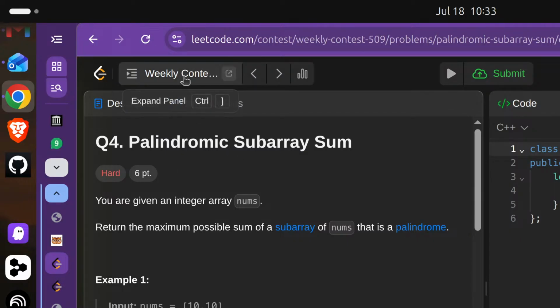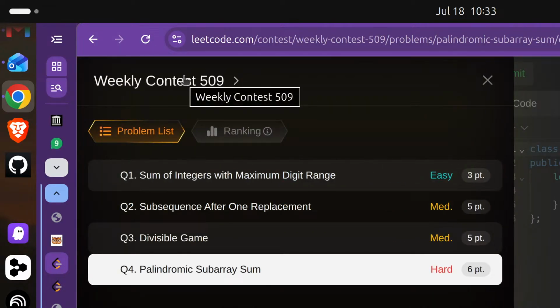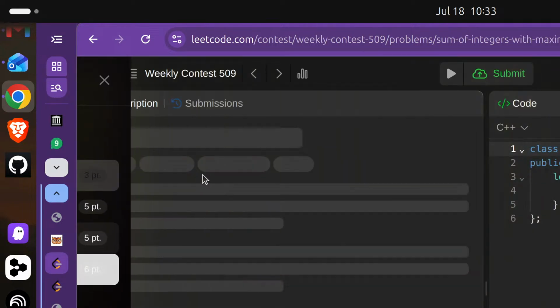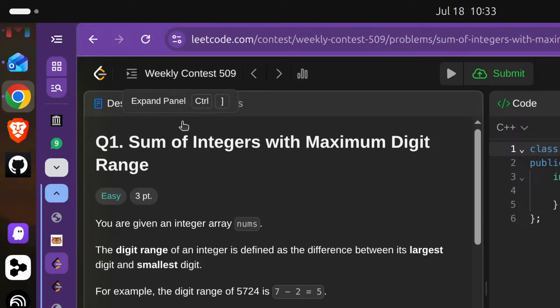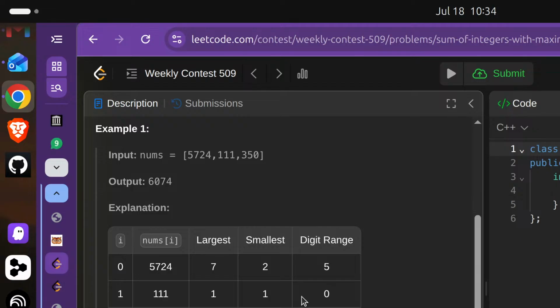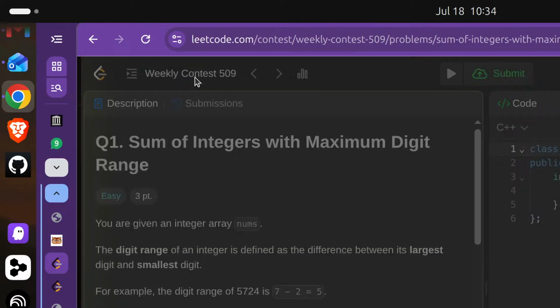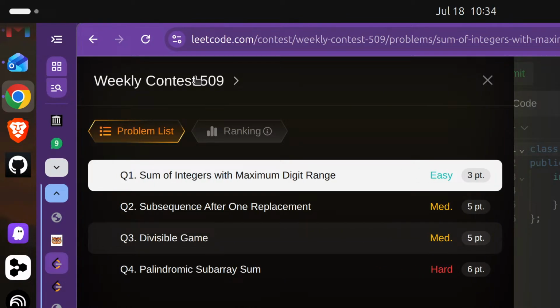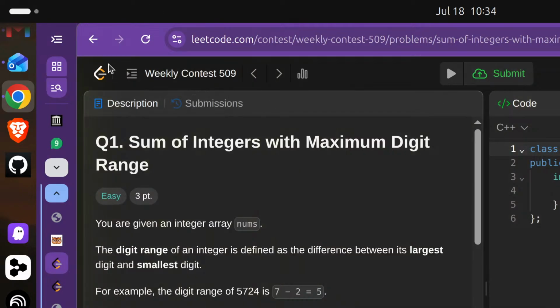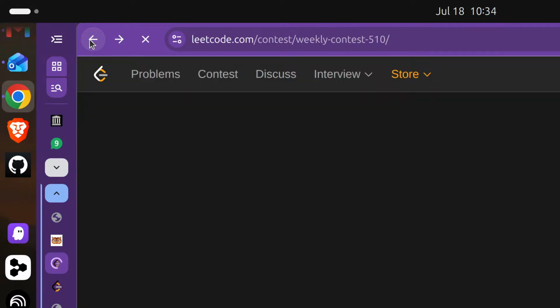So here we are doing these questions, right? Maximum digit range. What is this question? I think I did that, right? Or not? I think I did that, yeah. Revision game. No, I did that already. So we will not do that. Okay.